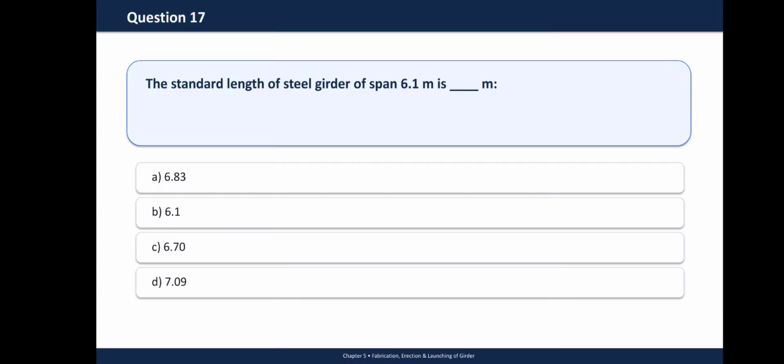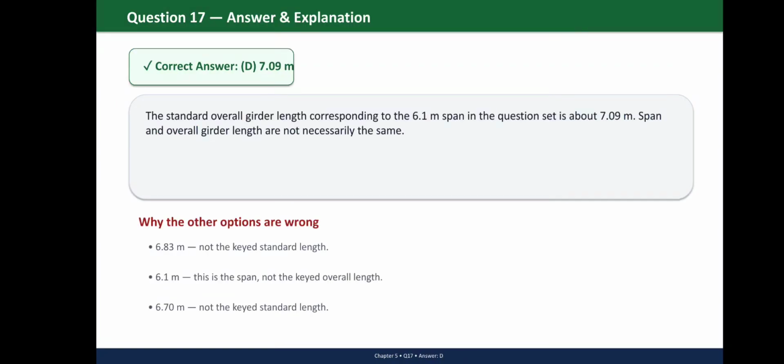Question 17. The standard length of steel girder of span 6.1 meters is blank m. Options. A. 6.83. B. 6.1. C. 6.70. D. 7.09. Correct answer is D. 7.09. Explanation. For a designated clear span of 6.1 meters, the overall manufactured standard steel girder length is 7.09 meters.